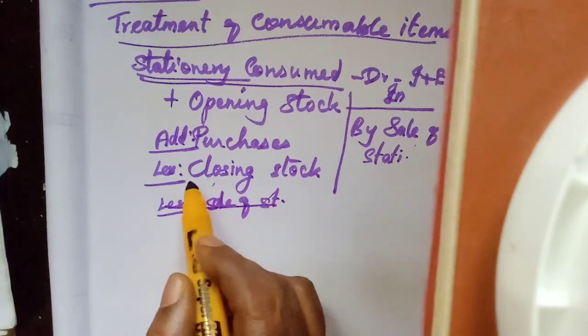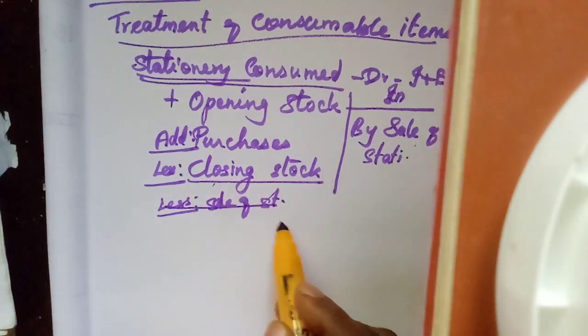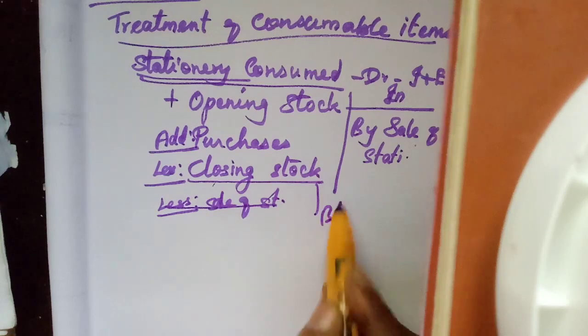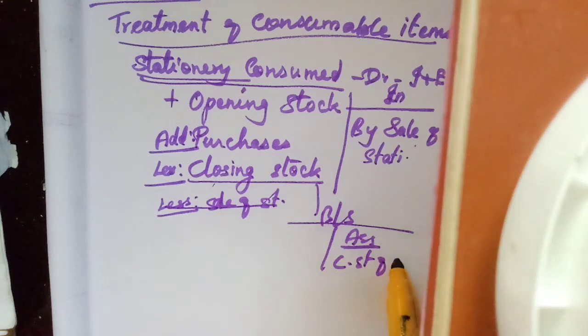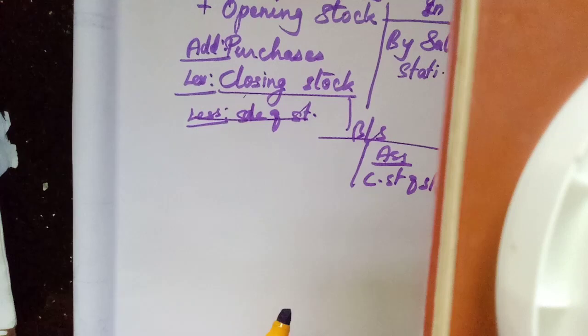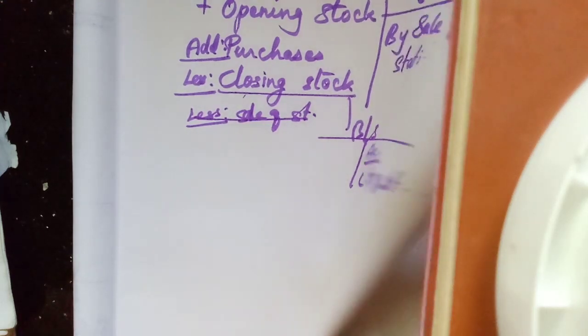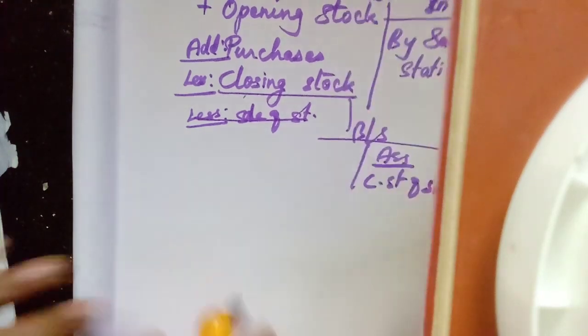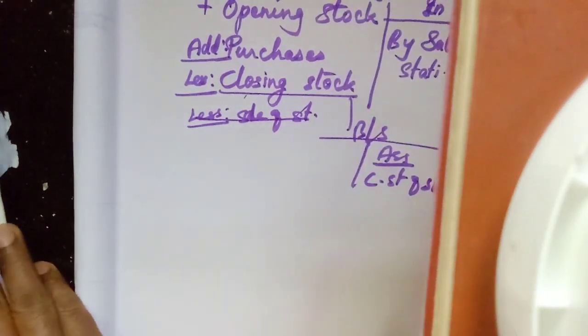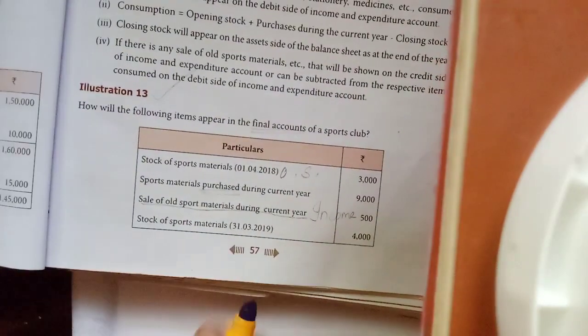Then this closing stock will appear in the balance sheet. On the asset side of the balance sheet, we have to write closing stock of stationery. Okay, that's all. Okay, students. Now we will see the illustration. I will show you an illustration.